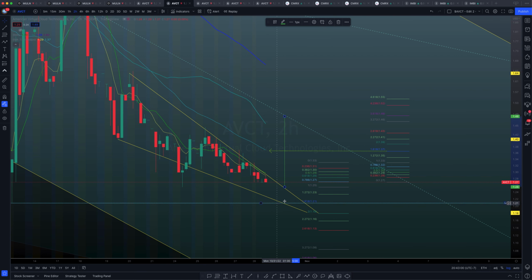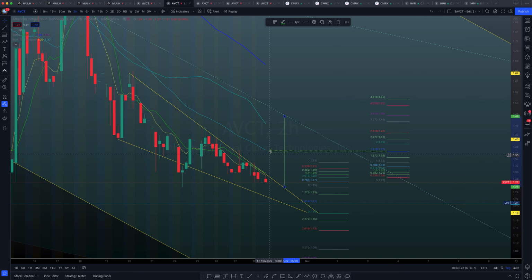We can catch some type of entry in this area right here, make a break to the upside, and go all the way as far as, I mean, there's two zones, right? We have the not 618, which is at $1.31, or the 1.618 at $1.37.